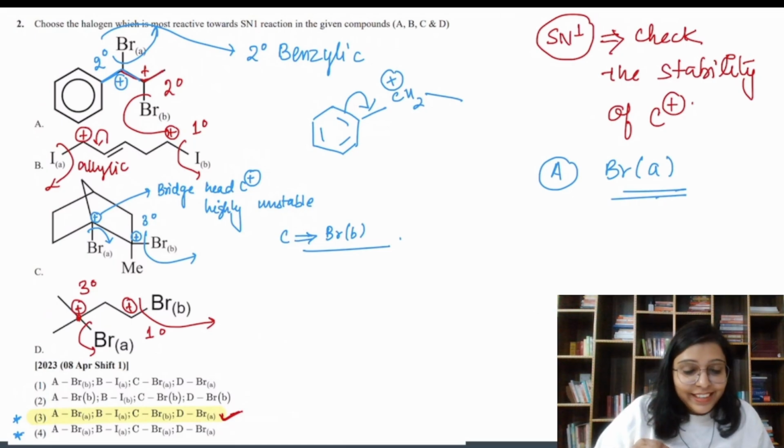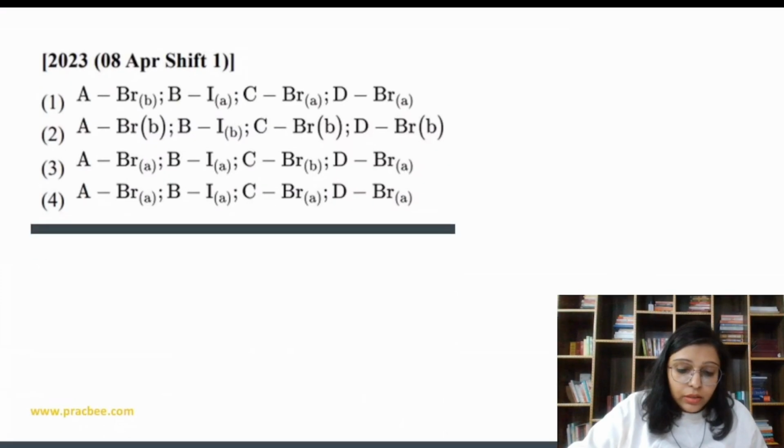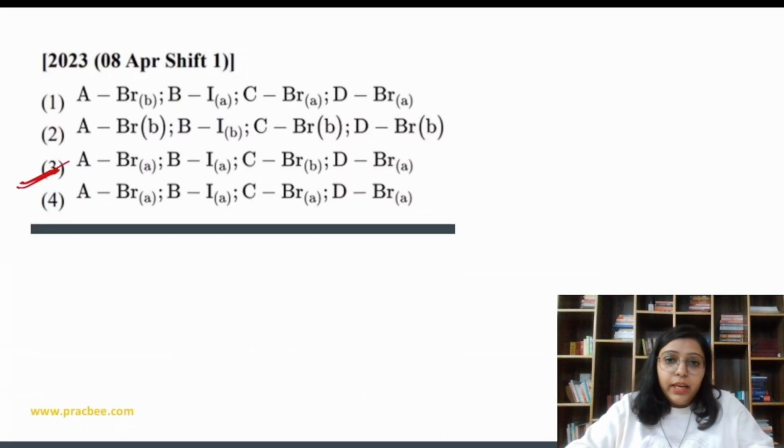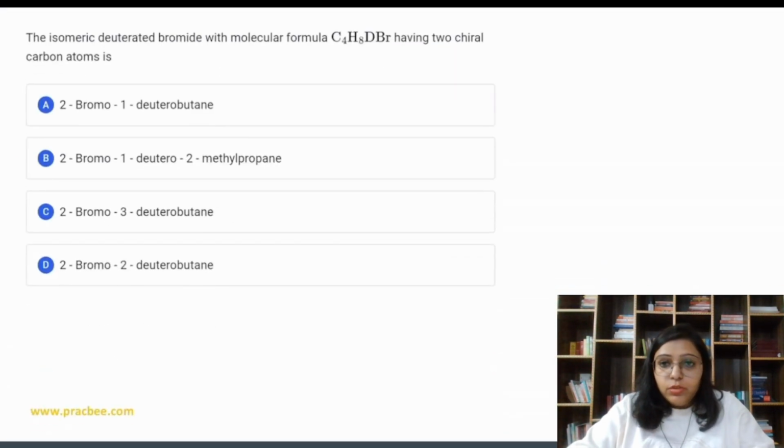we can have more SN1 reaction, or it is more reactive towards SN1. So on the basis of that, we can mark the third option. That is going to be the third option: A, Br A; B, I A; C, Br B; and D, Br A. Okay, clear? That's it. Now moving on to the next question.